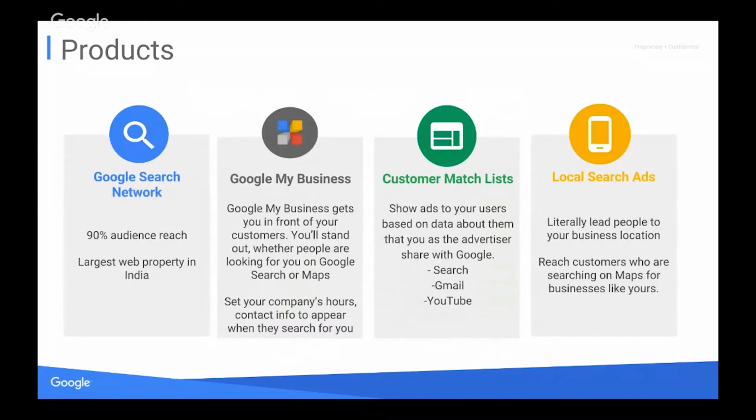Now let's move on to the products. Here we have simplified 4 products for you that you absolutely need to have if you're in the retail industry looking to drive conversions both offline as well as online. We already covered the Google Search Network, which has a 90% audience reach and is the largest web property in India.